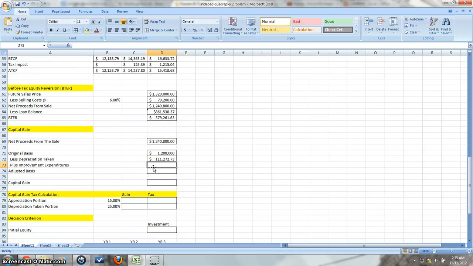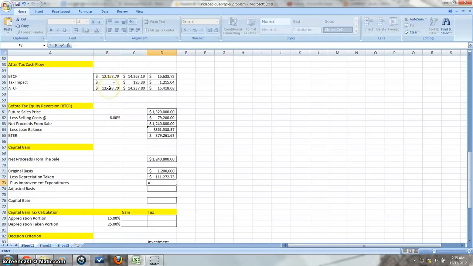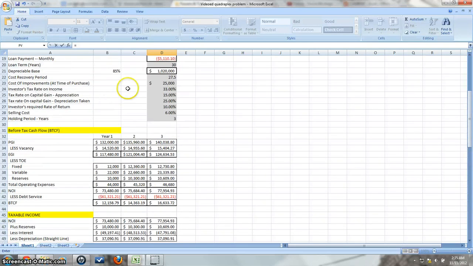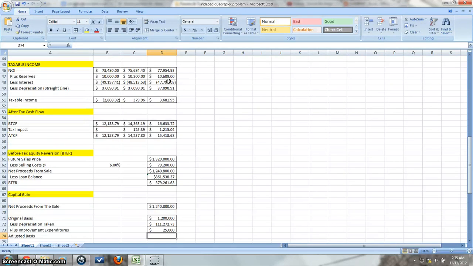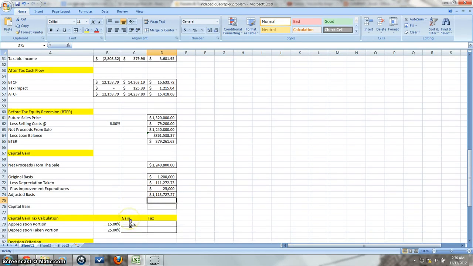Now include the improvement expenditures. Cost of improvements made at the time of purchase, $25,000. Now it's important to make a note that it's made at the time of purchase. That might not seem like a big deal, but it really is. So we have that set equal to that. So I've got $25,000 amount. The adjusted basis equals the original basis minus the depreciation plus the improvements, giving us our adjusted basis.